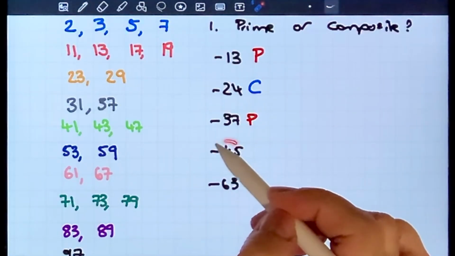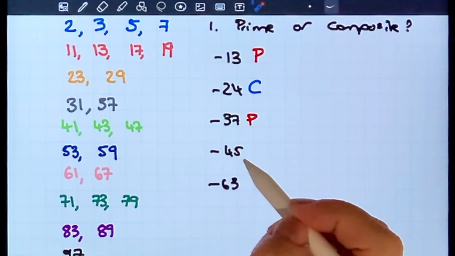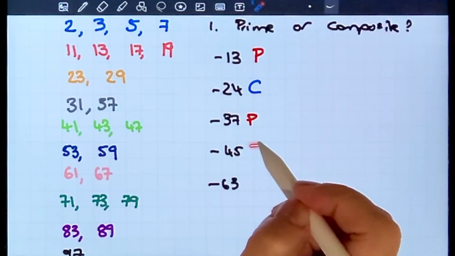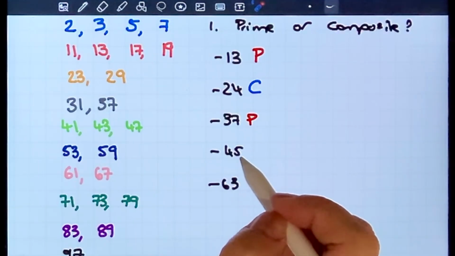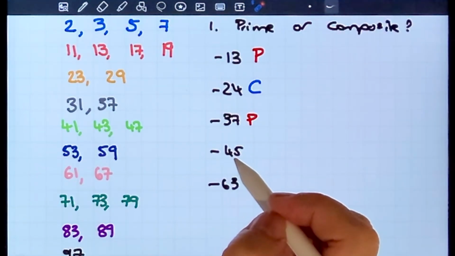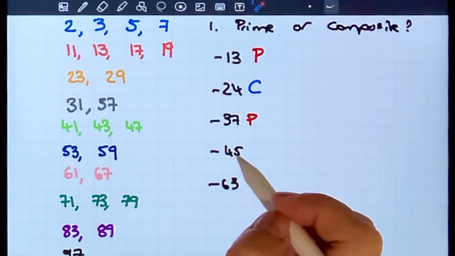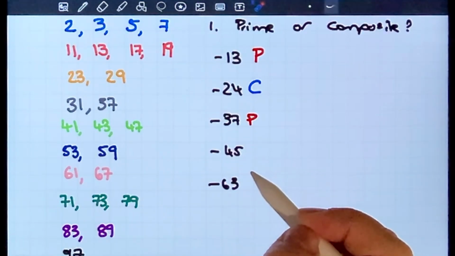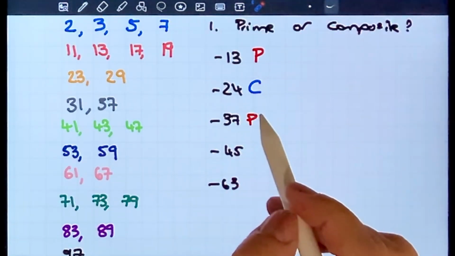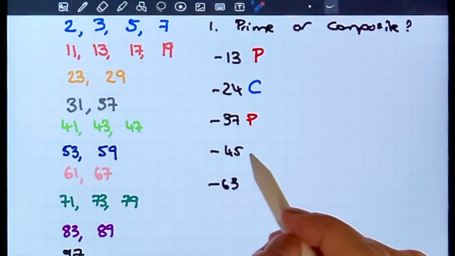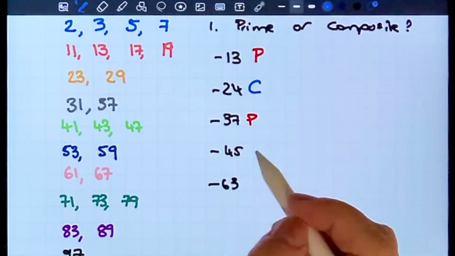Next, I look at the number 45, and I can already see that it's a number that ends in 5. Because of that, I know it's divisible by 5. And that alone already tells me it's not a prime number, because it's got more than 2 factors. It's got 1, it's got itself, but it's also got 5 as a factor. So even though it's actually got more than just those factors, I don't need to run through the rest of its factors. I can already see that it's a composite number.